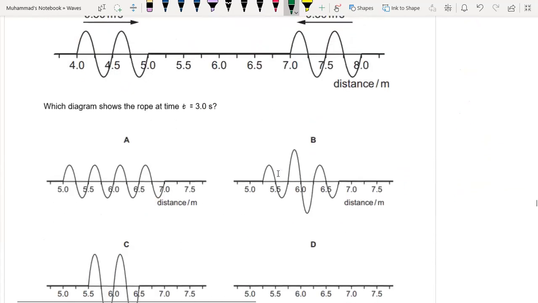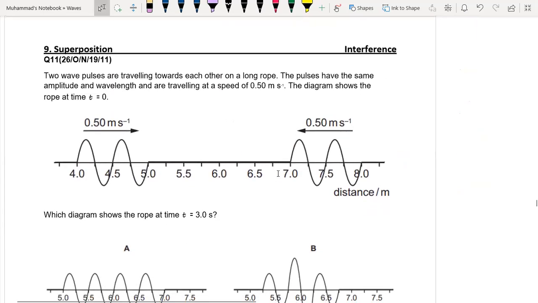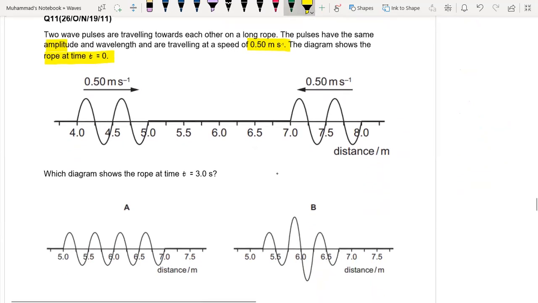Okay, so let's do this question. Two wave pulses are traveling towards each other on a long rope. The pulses have the same amplitude, wavelength, and travel at the speed given. The diagram shows the rope at time t equal to 0. You can see there are two waves and they are traveling in opposite directions with the same speed. Both waves have the same amplitude. Which diagram shows the rope at time t equal to 3 seconds?